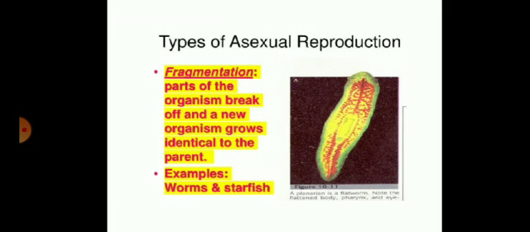Next one, fragmentation. What is the meaning of fragmentation? Parts of the organism break up and a new organism grows identical to the parent. Example, worms, starfish. Fragmentation is the breaking of an individual into parts followed by regeneration. Reproduction through fragmentation is observed in sponges and sea stars.